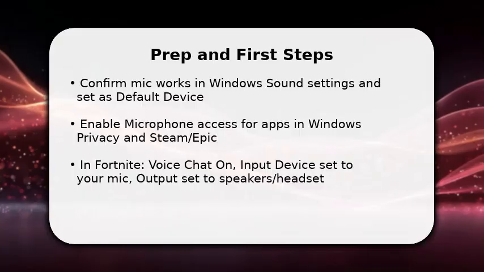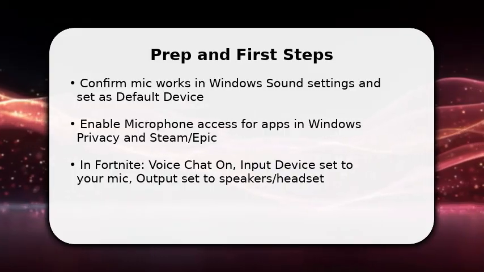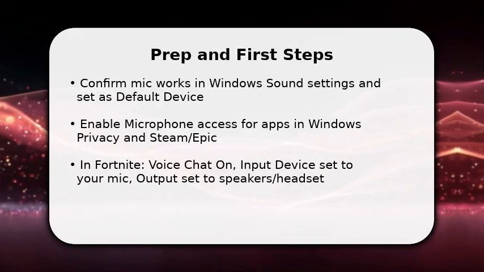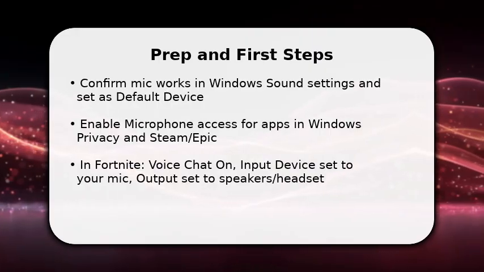You start by verifying hardware and system permissions. Plug in your headset, open Windows Sound, set your microphone as the default device, and test levels. Once done, allow microphone access in Windows Privacy so apps can use it.